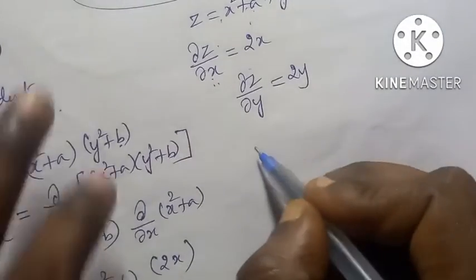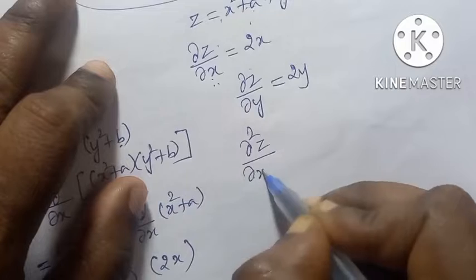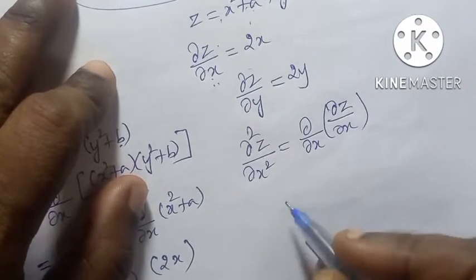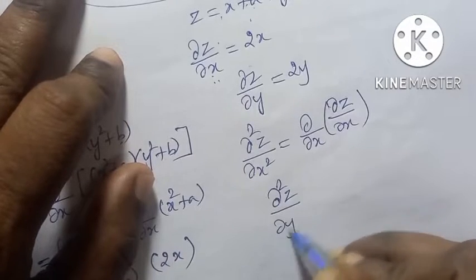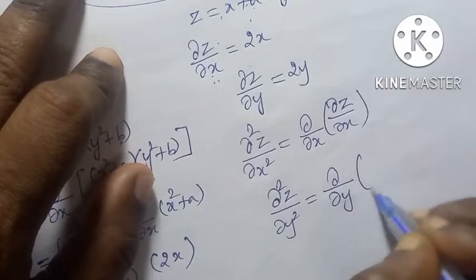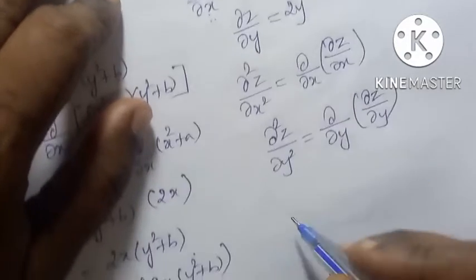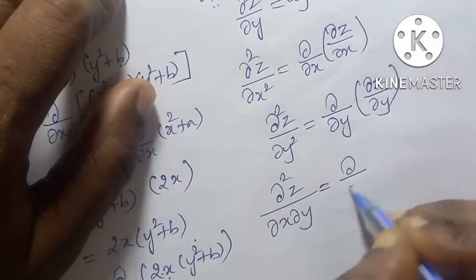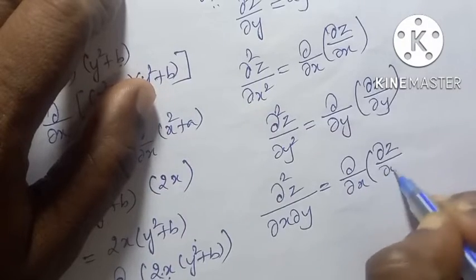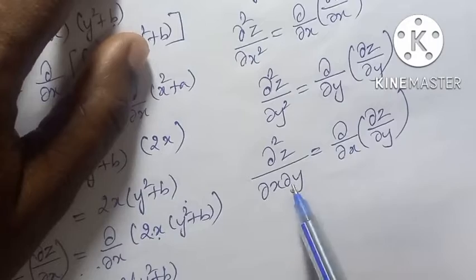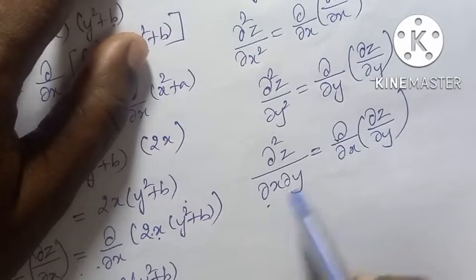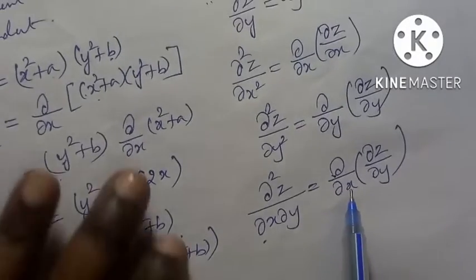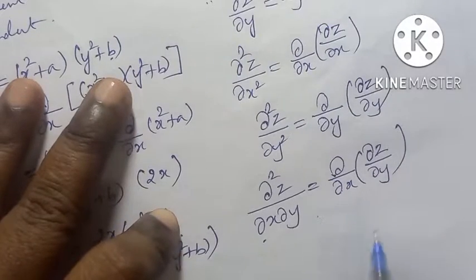So you should know the higher order derivatives. Dou square z by dou x square is dou by dou x of dou z by dou x. Dou square z by dou y square is dou by dou y of dou z by dou y. Dou square z by dou x dou y is dou by dou x of dou z by dou y. Okay. So this is dou square z by dou x dou y. So you should know all these, so you can easily do any problem, okay. We shall see a problem.